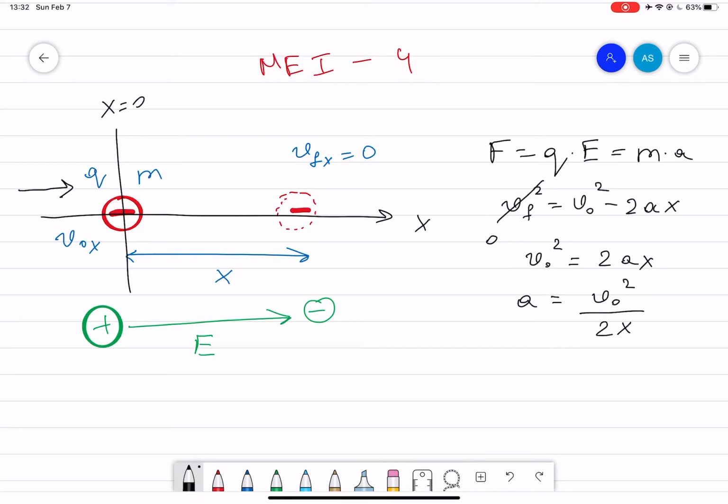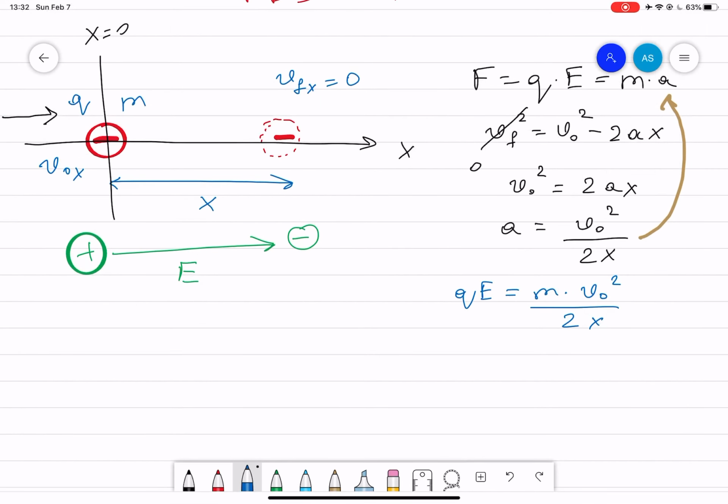Now we take this formula and plug it into acceleration. Then we should get QE is equal to m times V initial squared divided by 2x. Then here we have to find just x. So x is equal to m V initial squared divided by 2QE. Now if you plug in the numbers, you should get the answer.